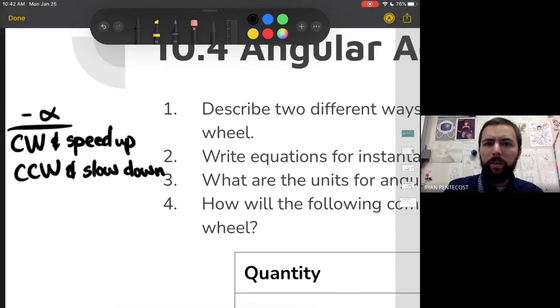Similar to linear acceleration, right? If you were going in the positive x direction, say you're going, let's say positive x is right. Okay? Say you're going to the right and you're accelerating, that's positive acceleration. Or if you're going to the left and you're slowing down, that's also positive acceleration, right?